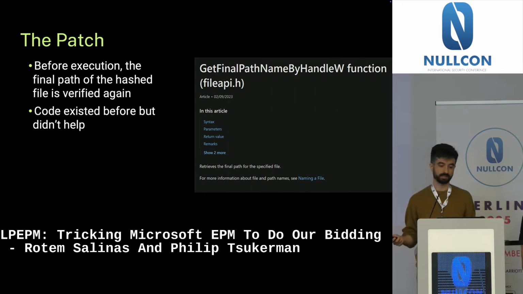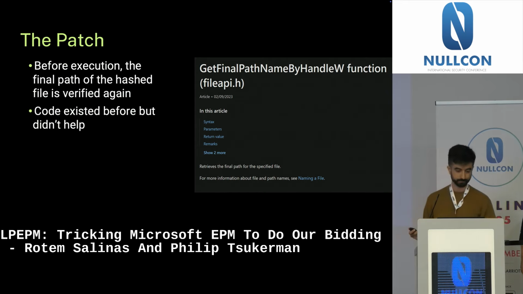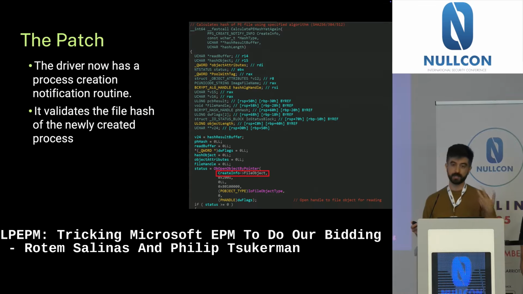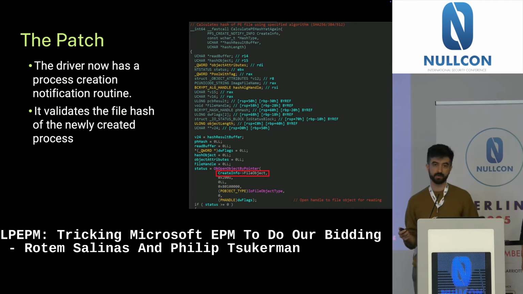There's a Windows API called GetFinalPathNameByHandle, which does exactly what it says. It traverses all kinds of symlinks, etc., and gives you that final actual location where the file is located. And this is validated several times to see that no rugs were pulled along the flow. And the final part of the patch is now an addition of another file hash validation step to the process creation notification routine in the EPM driver.